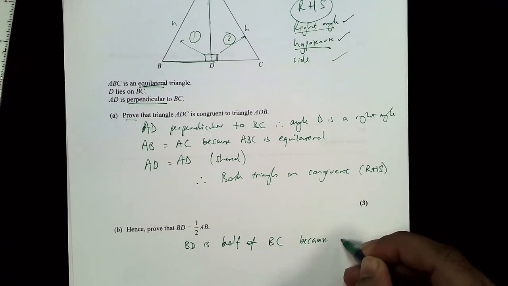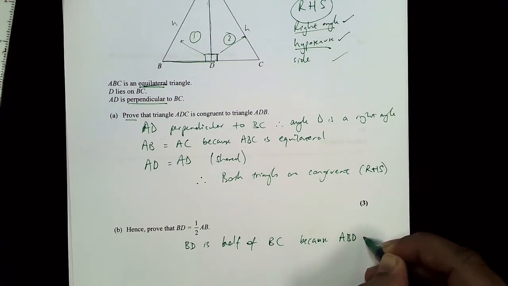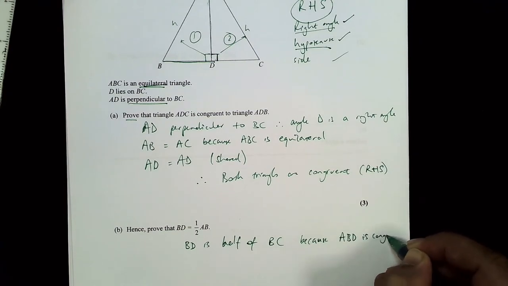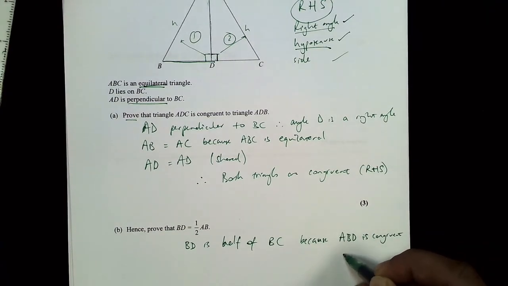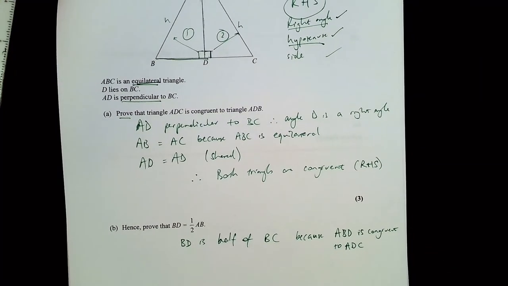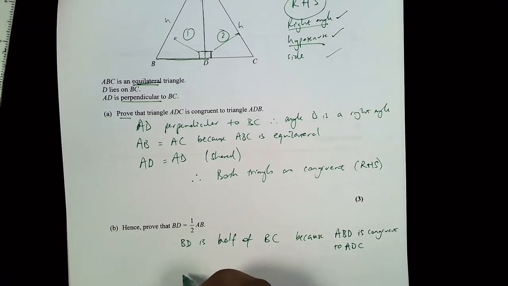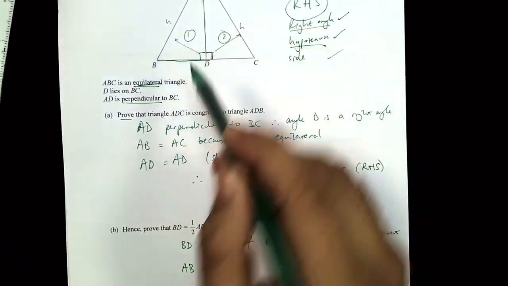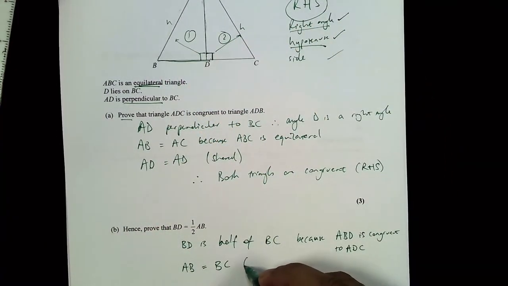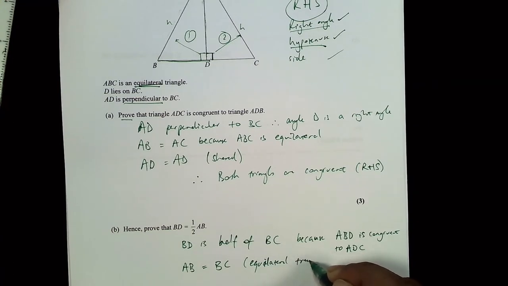because ABD is congruent, congruent means identical, by the way, to ADC. You need to write that AB is equal to BC. AB, this line here, is equal to BC, this line here, because, in brackets, I'm just going to write my reason, because it's an equilateral triangle.